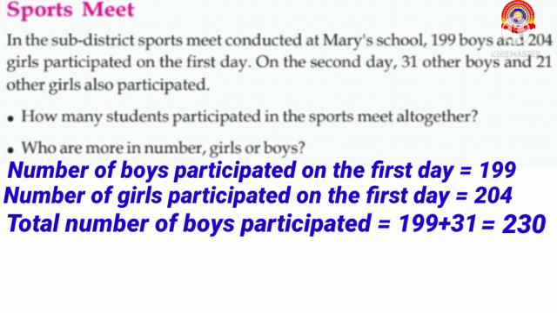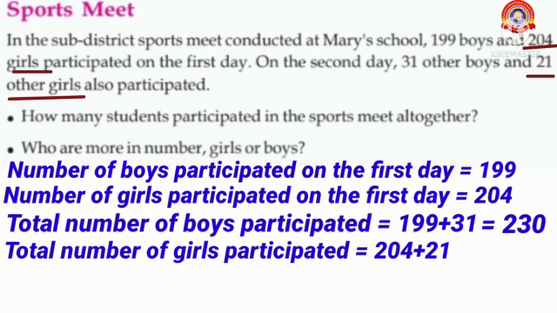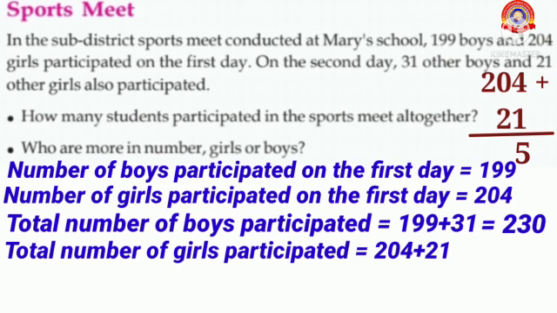Like this, we have to find out the total number of girls participated in the sports meet. You know, 204 girls participated on the first day and 21 other girls participated on the second day. So to find the total number of girls, add 204 with 21. 4 plus 1, 5. 0 plus 2, 2. Write 2 here. So total number of girls participated is equal to 225.